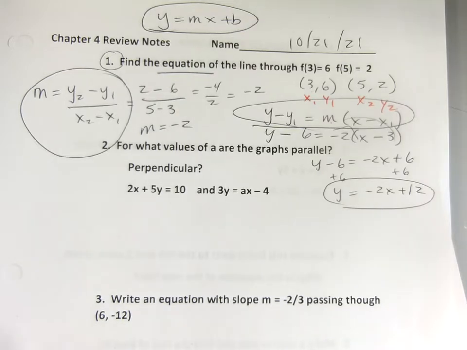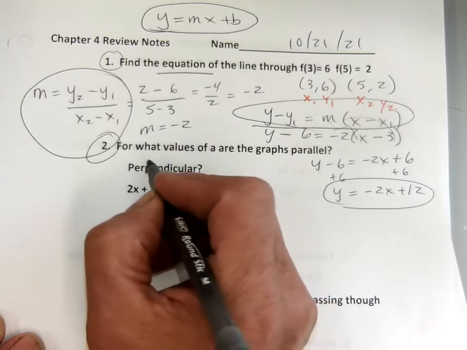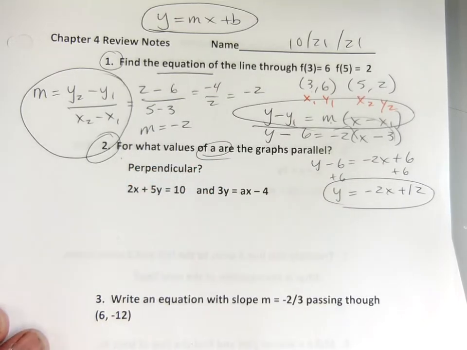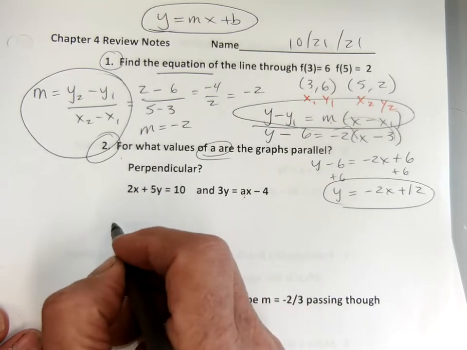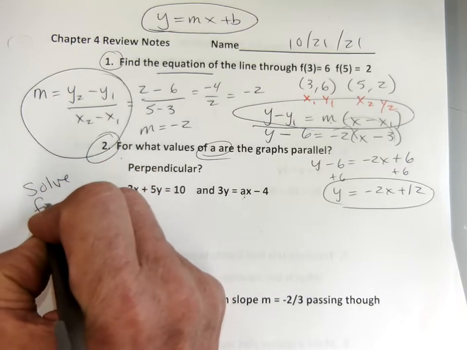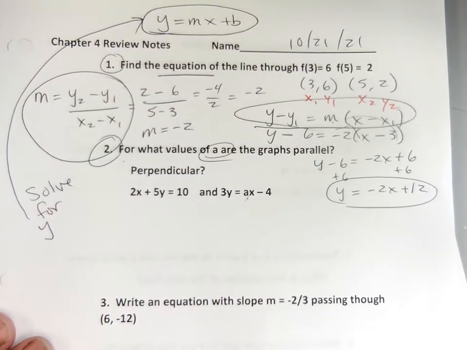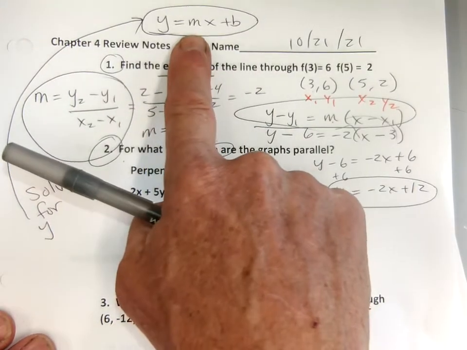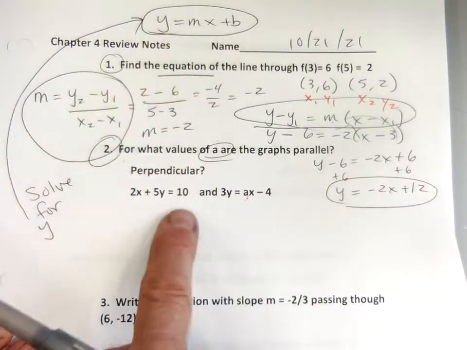Okay. Question 2. We haven't seen question 2, but it's not that difficult. Okay, it's really 2 different questions. What we need to do is this. For what values of A are the graphs parallel? Okay, here's A. I don't know yet, but if I were to solve for y, it would look like that. If I solve for y, it's going to look like that, and I'd have the m, right? So if I solve for y, it would look like y equals mx plus b, and I'd know the m.